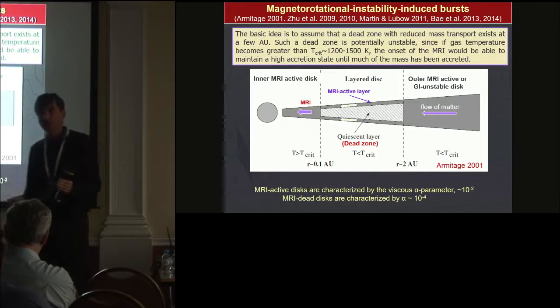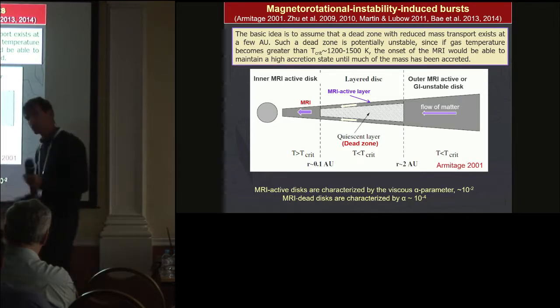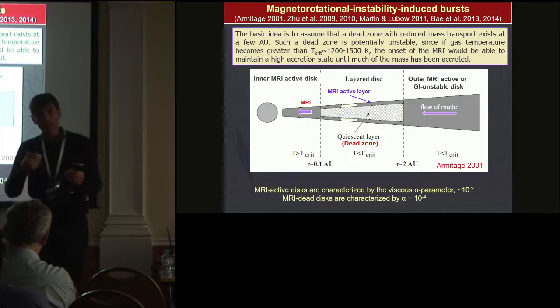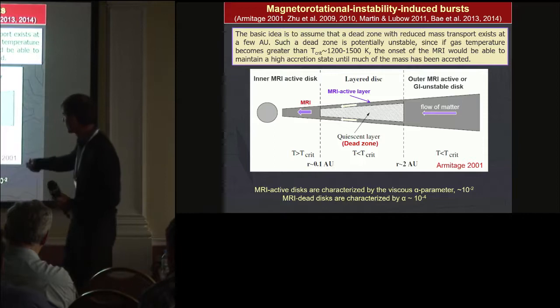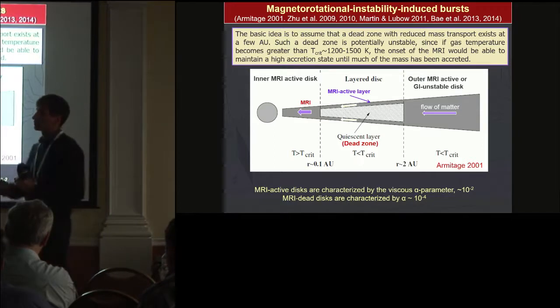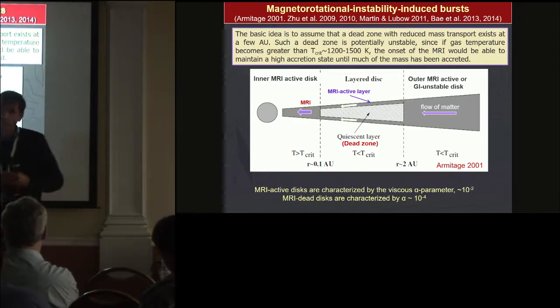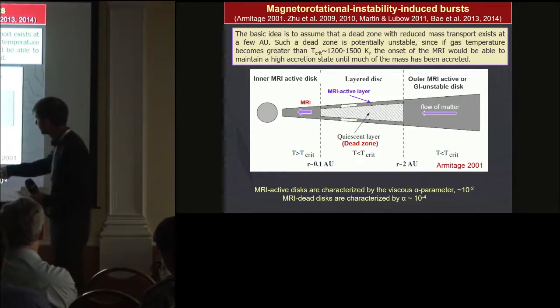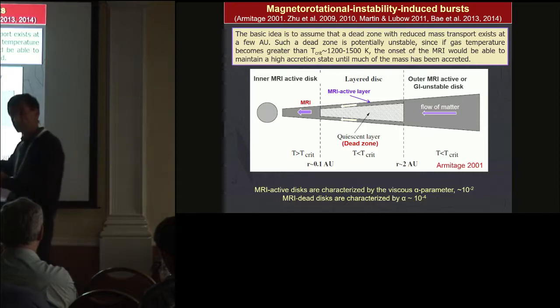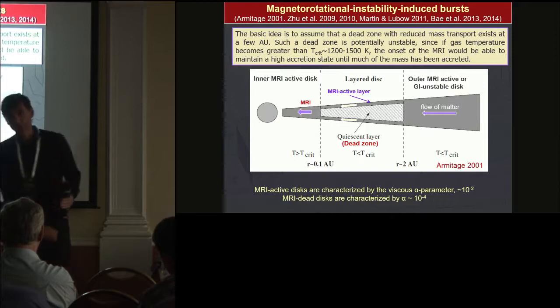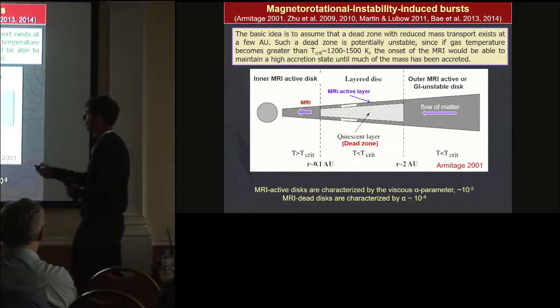As it accumulates there, even a small residual viscosity, which is always present, would mean that this region will heat up, because it's a very optically thick region. The heat that is released in the midplane stays there. So the midplane is gradually heating up until the temperature exceeds the critical temperature, and the MRI is ignited, and the entire region, this several AU, is dumped onto the star. And that produces a burst.